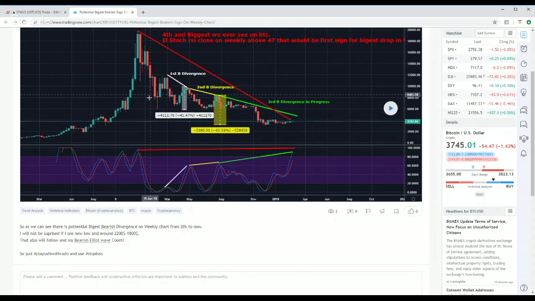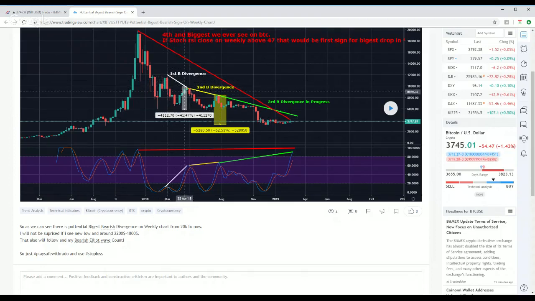But really quickly, as you can see, this is the Stotch RSI. This is the weekly chart. As you can see, there was a first divergence here. This is all bearish divergence, with higher highs on the RSI or the Stotch RSI and lower highs on the price, which is always bearish.